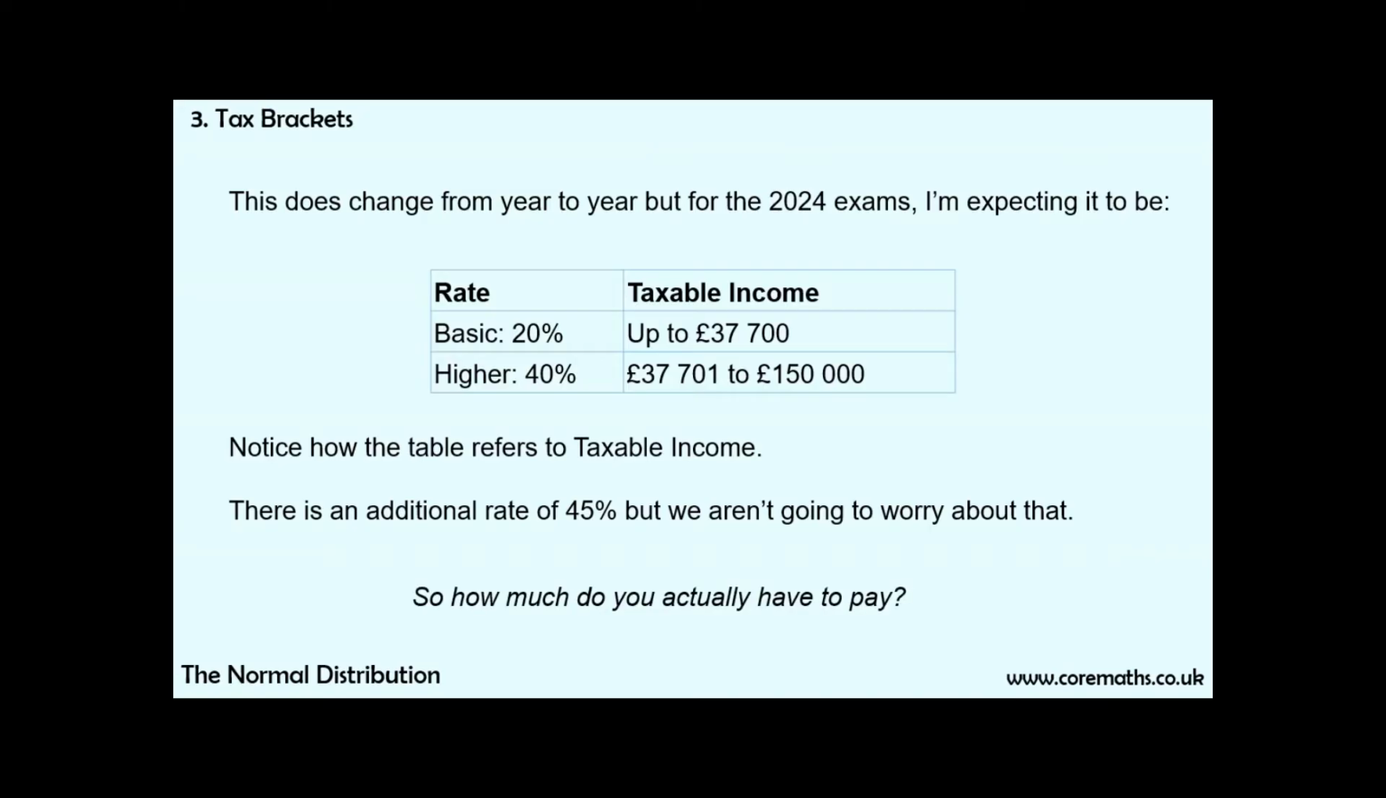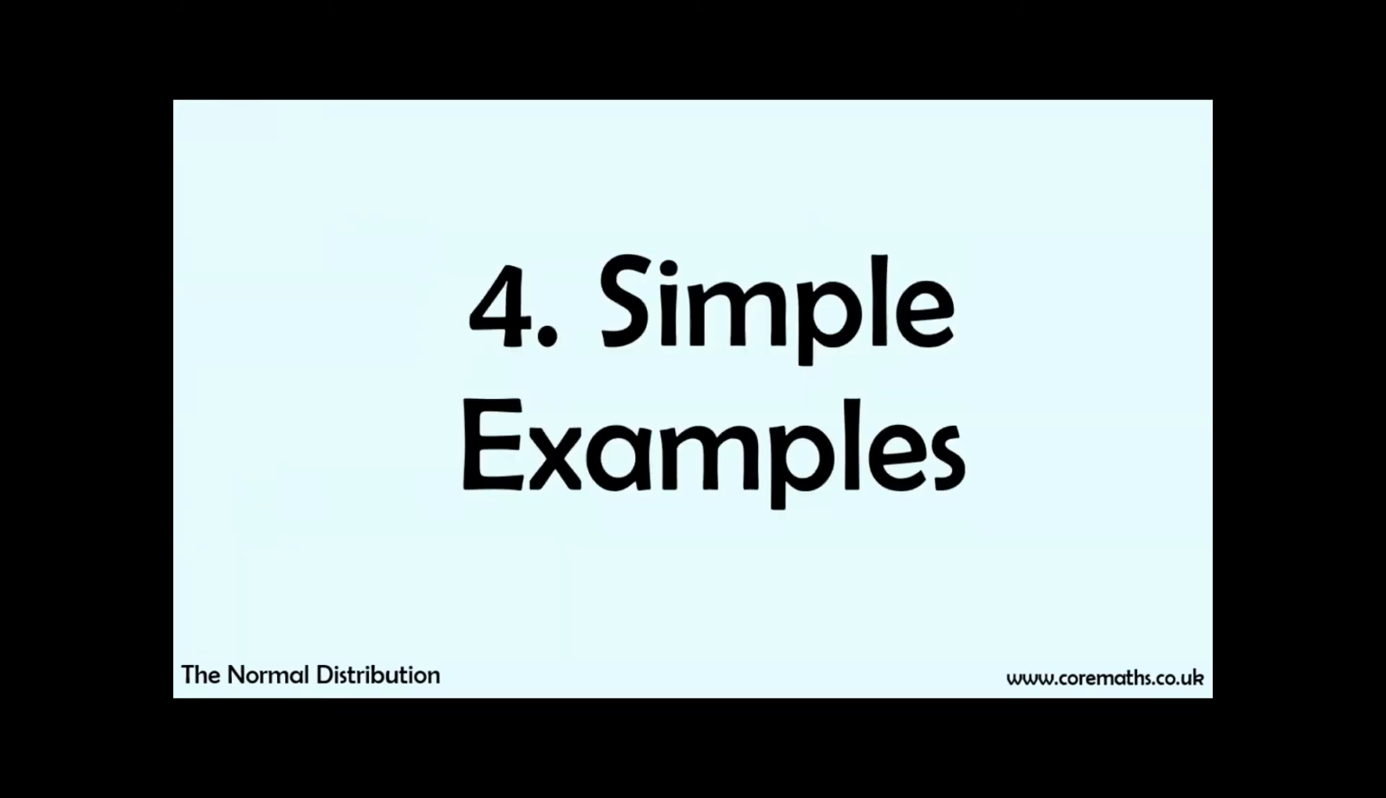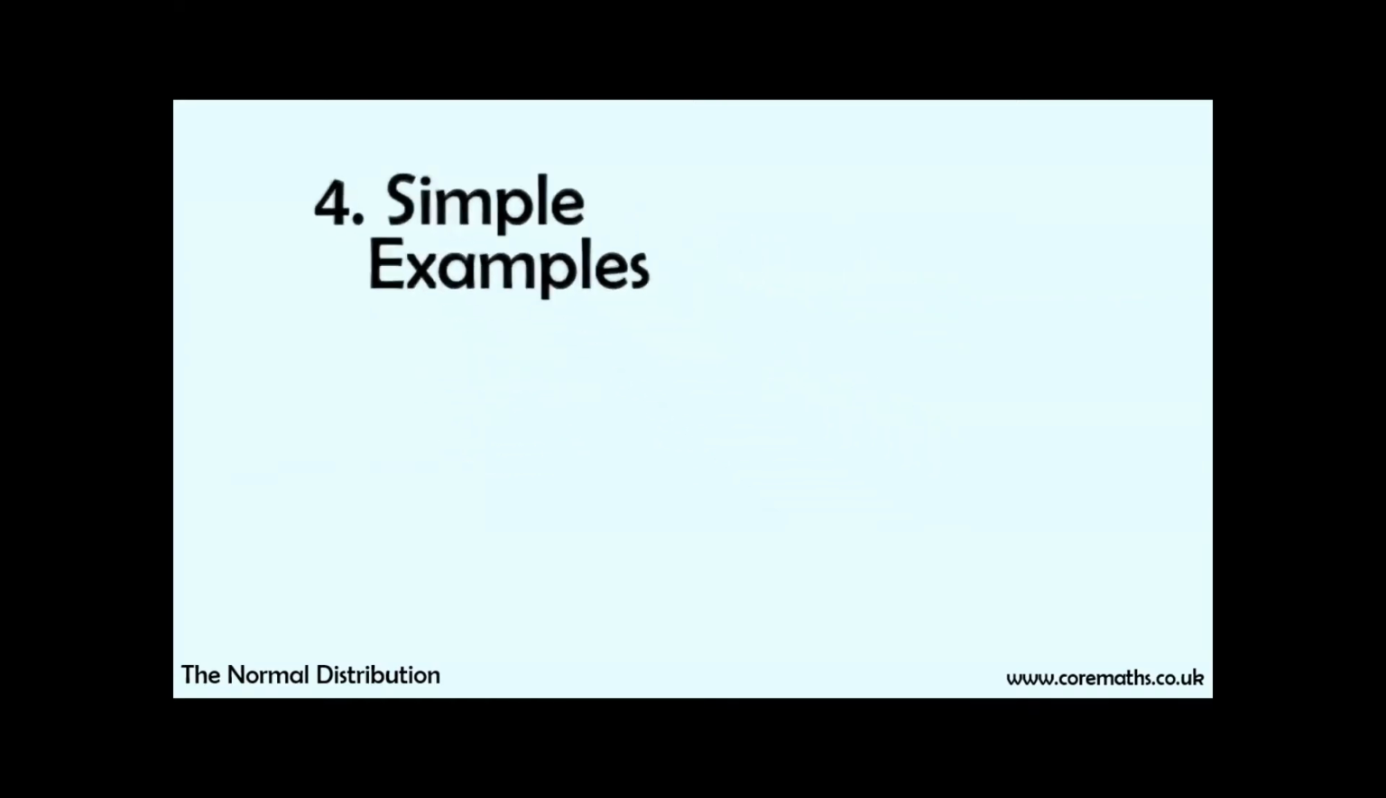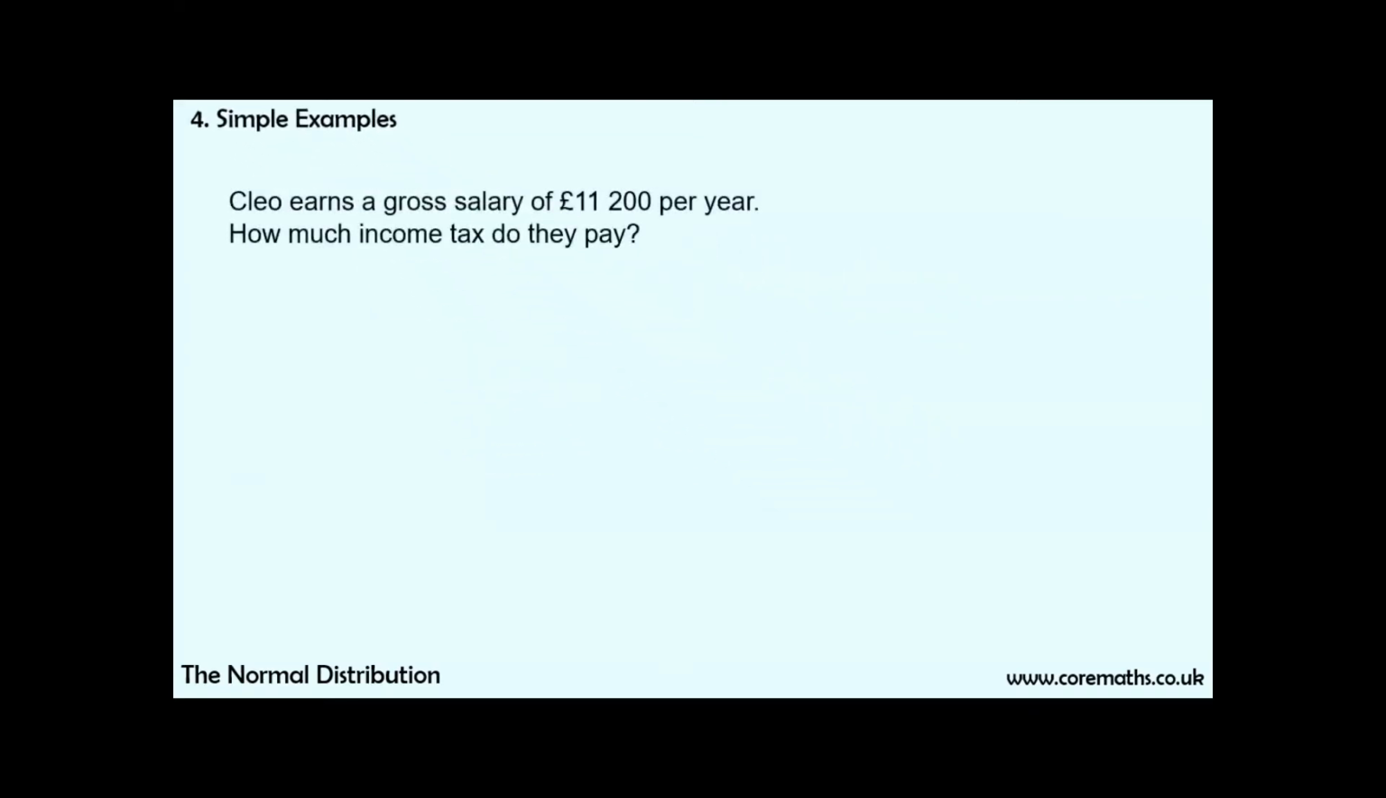So if we look at the percentages, let's break down how much you're actually going to have to pay. Time for some simple examples. Cleo earns a gross salary of £11,200 per year. How much income tax do they pay? Nothing. Because the £11,200 isn't beyond that 12,570 personal allowance, they just don't pay any income tax at all. Okay, I did say it's going to be a simple example. Maybe that was a little bit too simple for you.